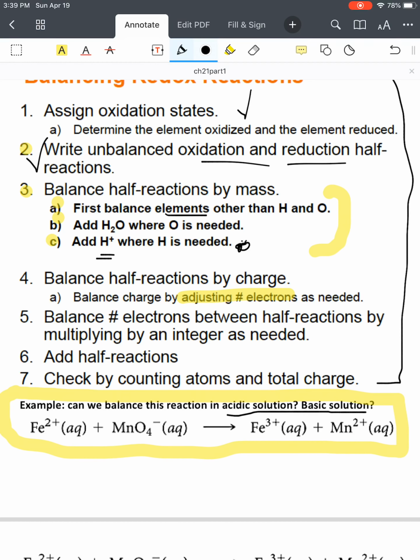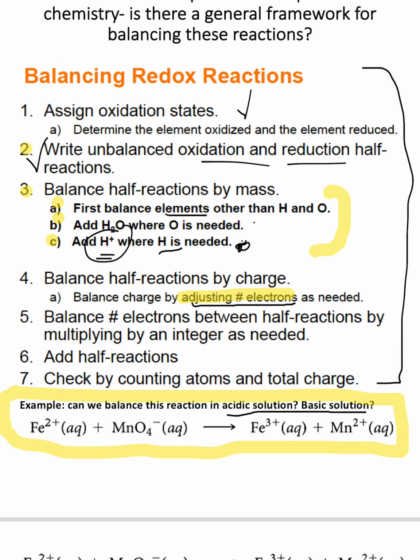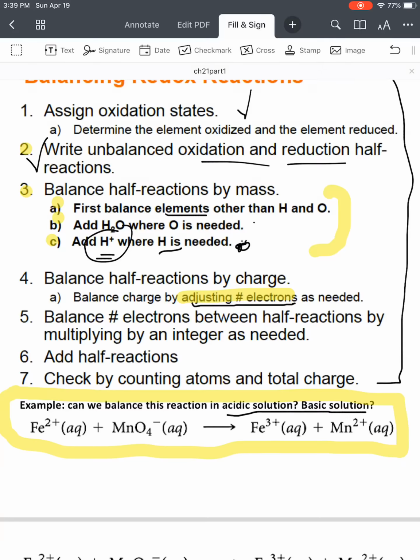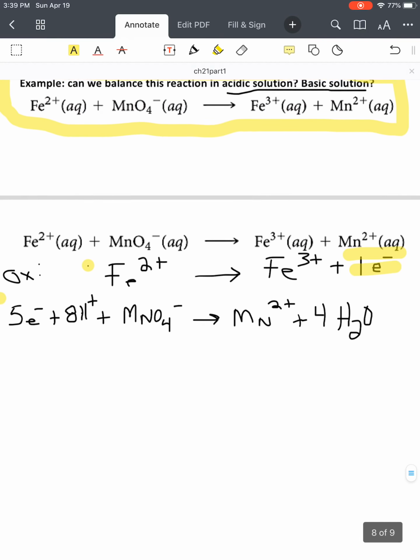Did we then balance the half reactions by mass? We started with every element other than hydrogen and oxygen. We balanced oxygen by adding water. We balanced H by adding H pluses wherever necessary. We just got done adjusting the number of electrons to make the charges balance, okay? All right, moving on.